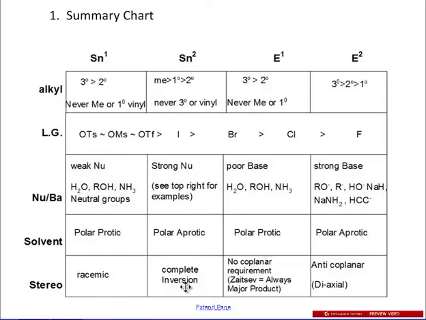Stereochemistry between these two, you could see that this Sn1 always gives you a racemic mixture of different isomers, whereas this one only gives one answer. It'll be the opposite of the stereochemistry you began with. So this is the comparison between these two, and when we do problems, we'll learn how to figure out whether it's Sn1 or Sn2.